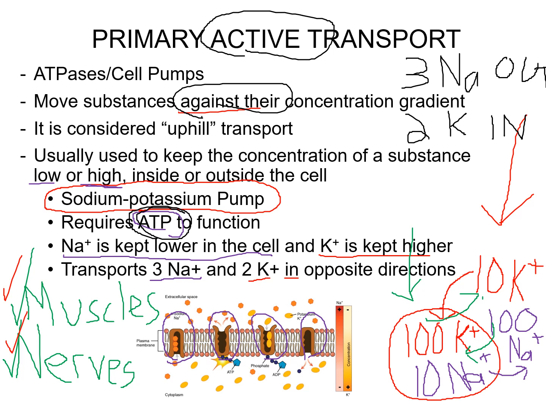And remember, we have hundreds of these proteins all throughout the cell membrane. So that is primary active transport. We're going to be using a pump mechanism where we're pumping 3 sodium out, 2 potassium in. And the main pump, the only one that we're talking about here, is called the sodium potassium pump. Sodium out, potassium in.